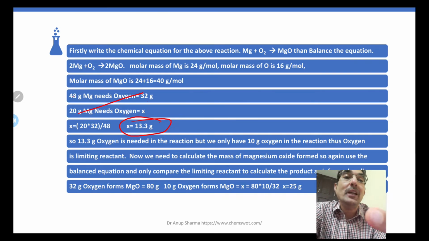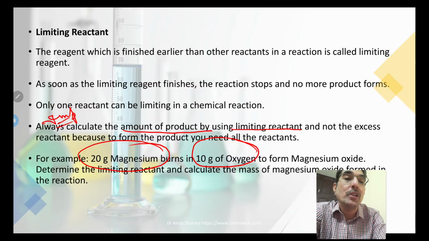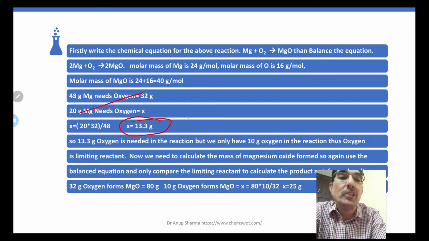But did you check the question? I said in the question, how much oxygen is given? 10 gram only. That means our need is 13.3 gram, but we are given only 10 gram oxygen. So we are given less oxygen than our required amount. So oxygen is the limiting reactant here. So we reach the point that oxygen is the limiting reactant.